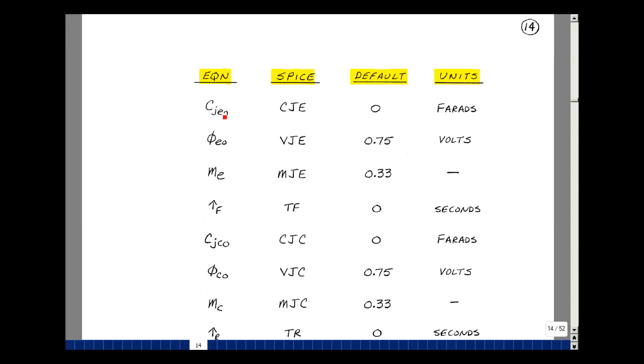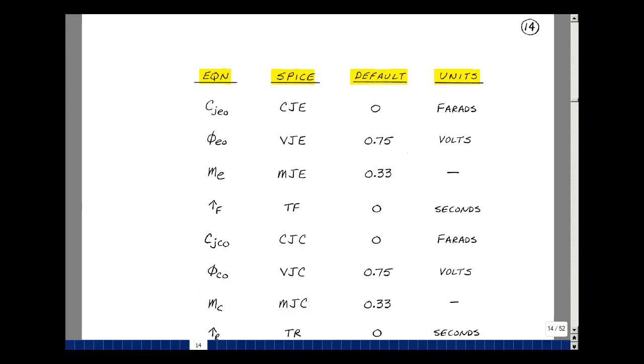Continuing, we have the term C sub J E0 is CJE with a default value of 0 farads. V sub E0 is VJE, default value of 0.75 volts. M sub E is MJE with a default value of 0.33, dimensionless. Tau sub F is TF with a default value of 0. This is going to make the capacitances for reverse bias and forward bias 0. You can see what a perfect transistor could do, and then you can add these in and see the effect of having capacitances in your circuit.